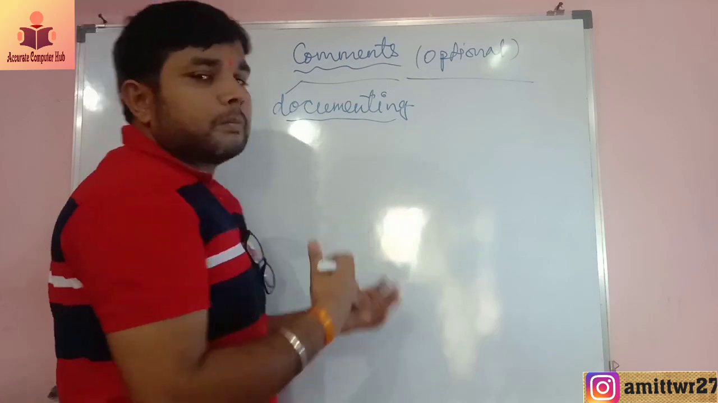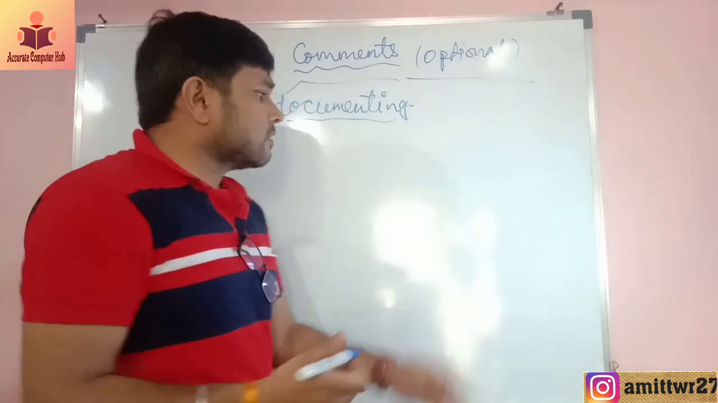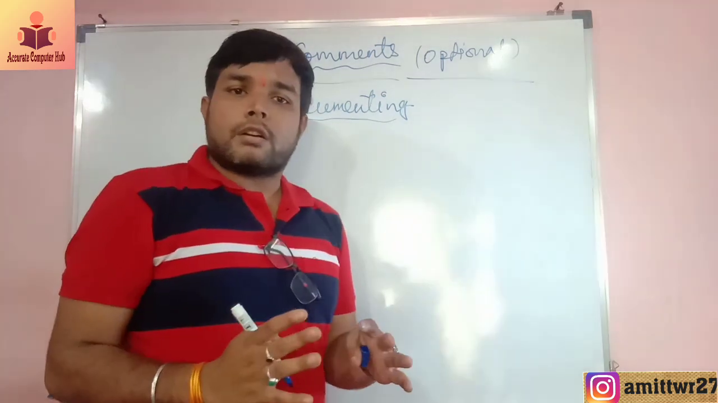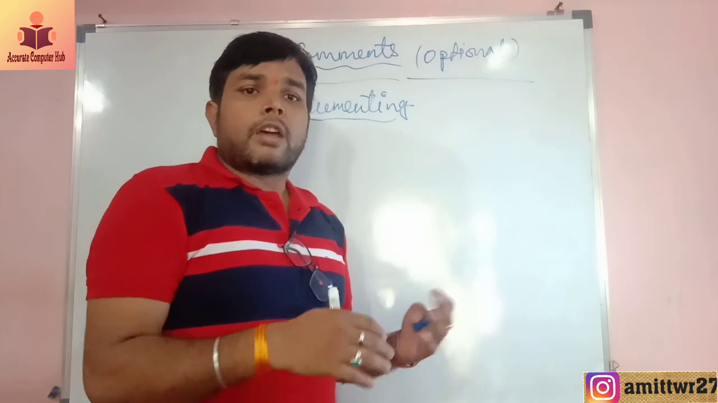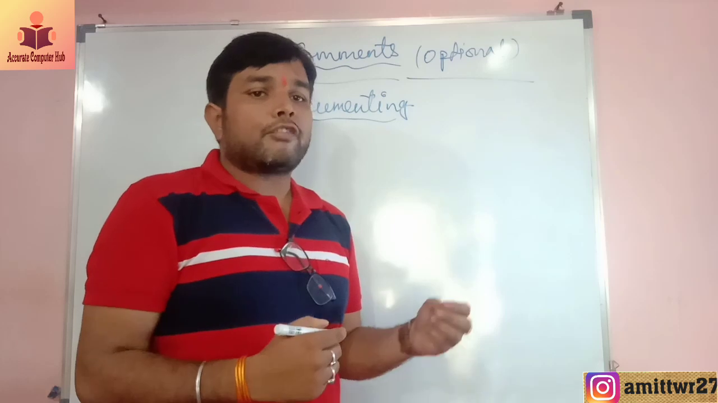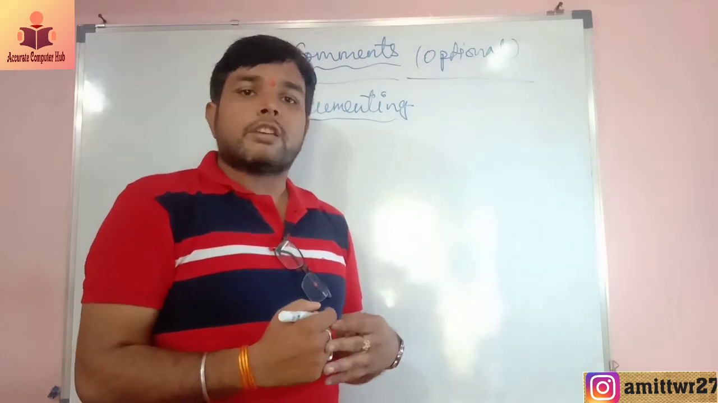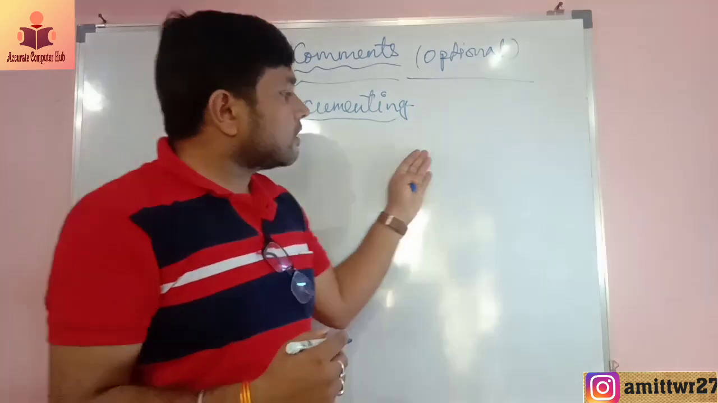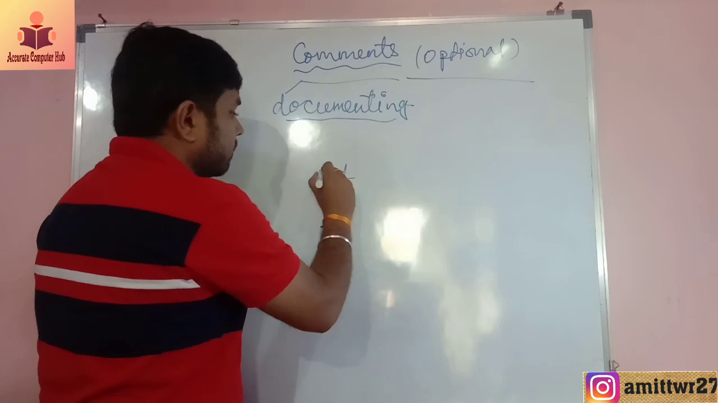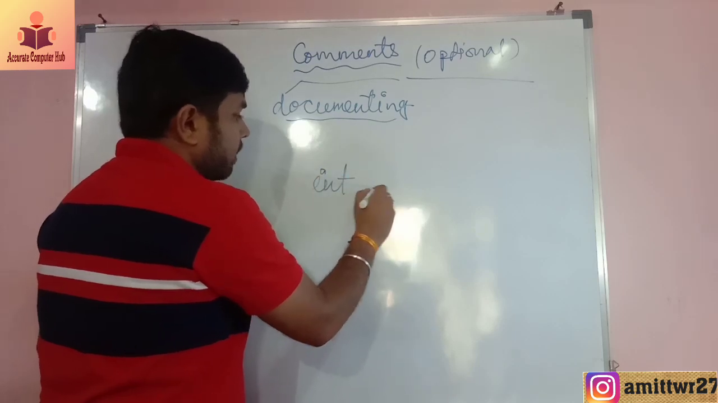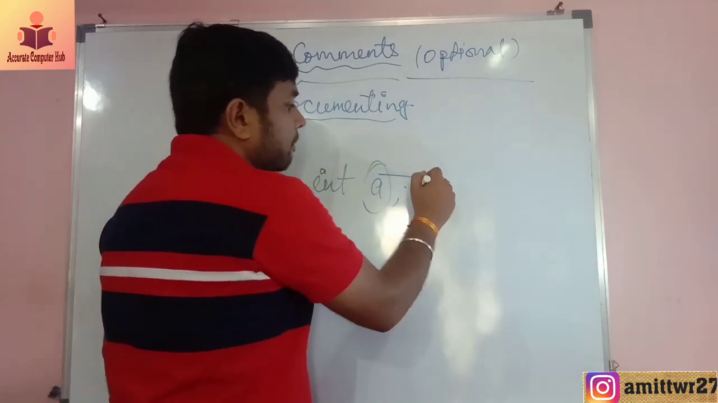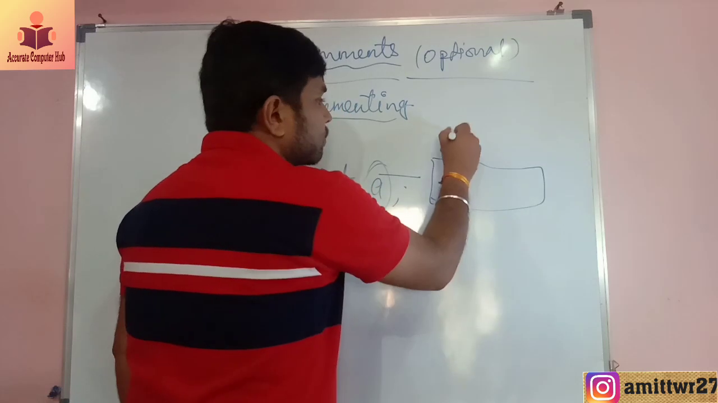Now what is documenting purpose? For example, if you are writing one program for addition, then it is a simple program. Anyone can see the logic that a plus b you are using for addition. But if you are making one bigger project in Java, then there are things you have to define, like I have used int a. Now what is the use of this variable? For that we are using comments.